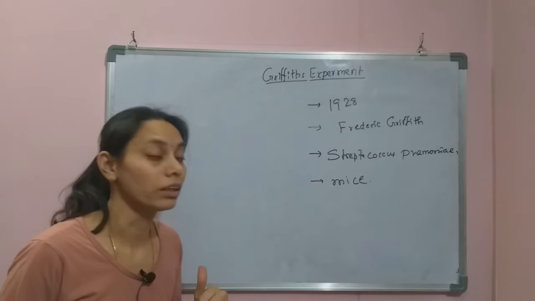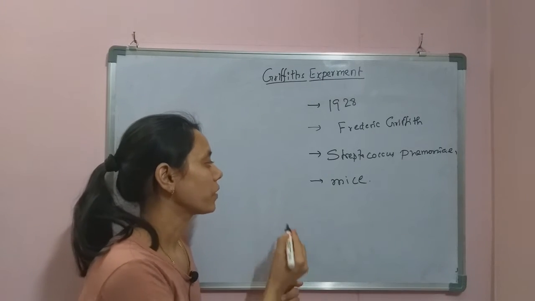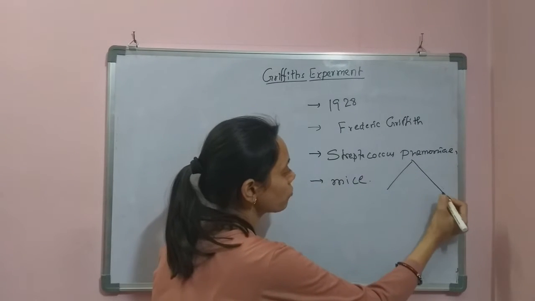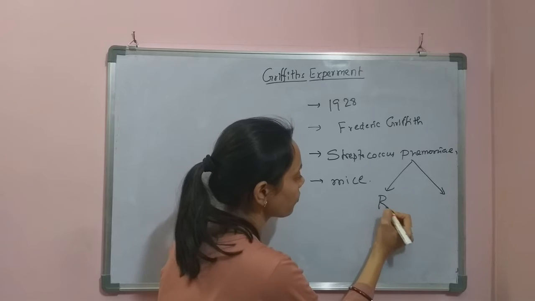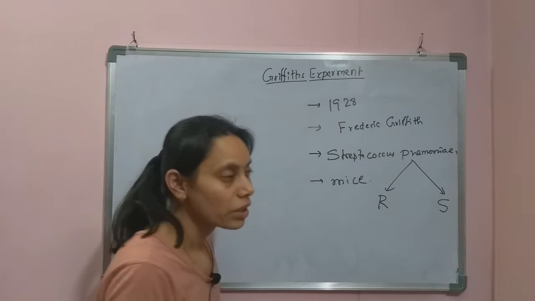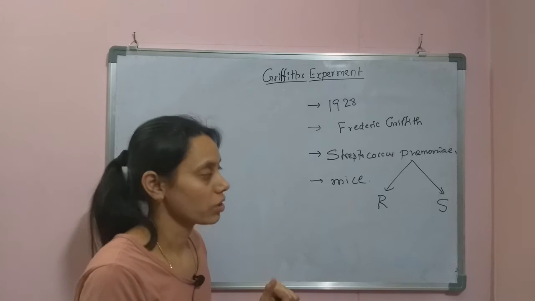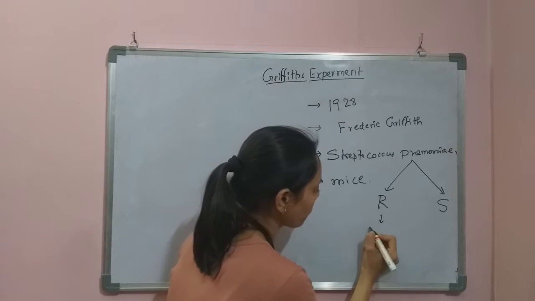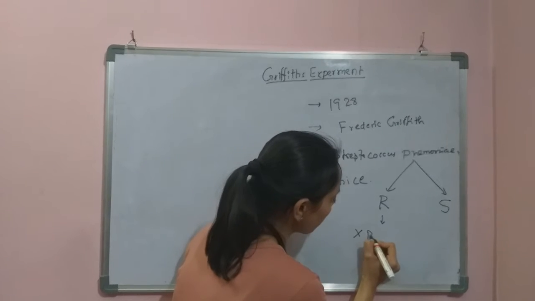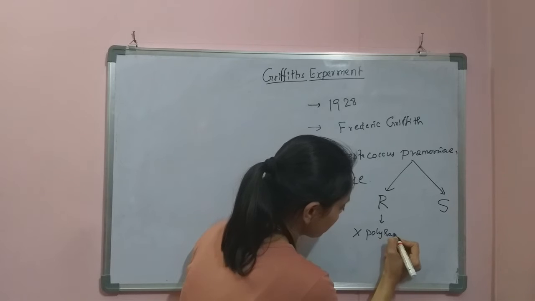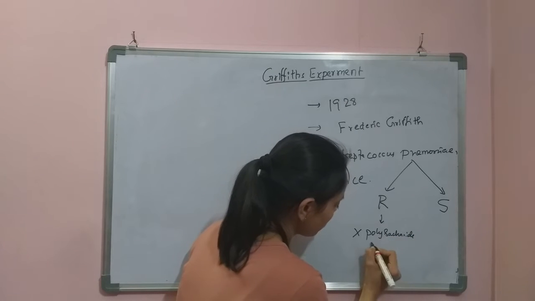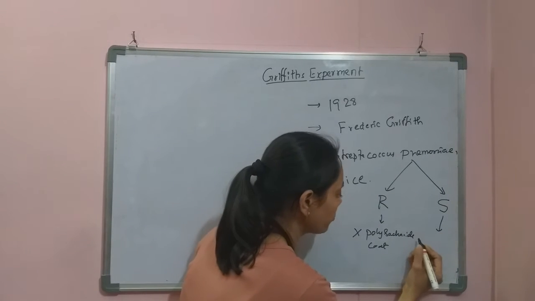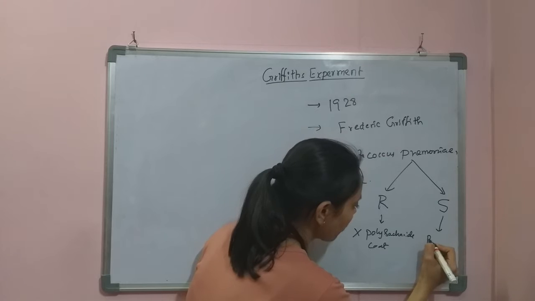So, basically, Streptococcus pneumoniae is present in two forms. One is the R form and the other is the S form. So, the only difference between the R form and S form, that is the two strains, is that the R strain has no polysaccharide coat around it, and the S form has a polysaccharide coat.